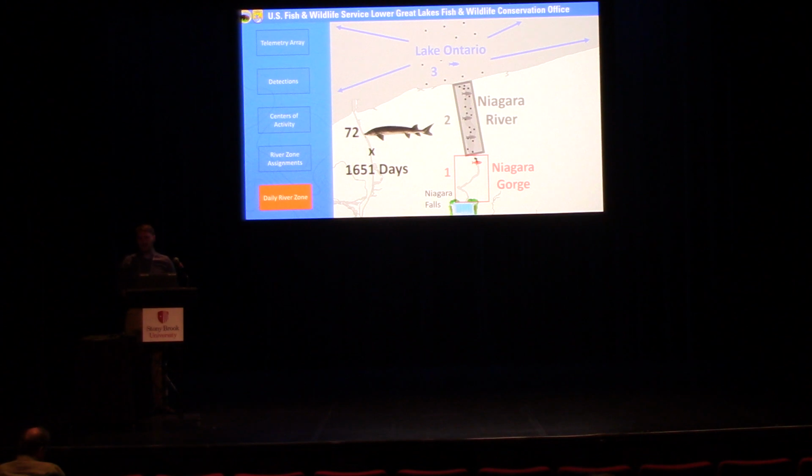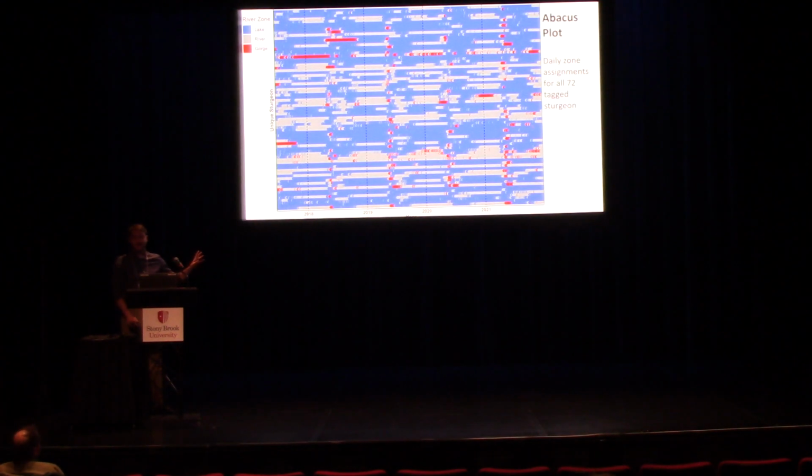So what does that look like? We can generate an abacus plot that looks like this. This is going to be the basis of a lot of the stuff we're seeing as well. Let me break this down for you. Each row is a unique fish, and each point is showing, once again, that zone assignment: lake, river, or gorge. Just looking at this now, you can see patterns that really leap out at you.